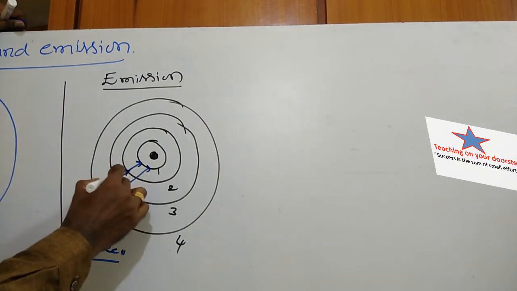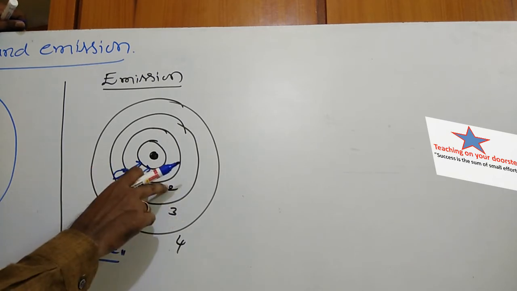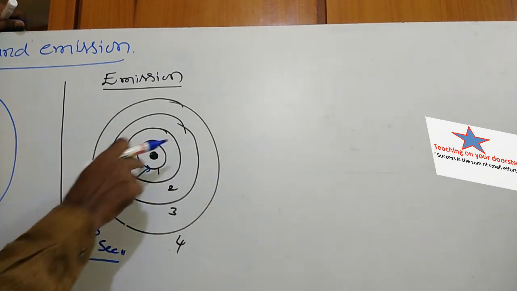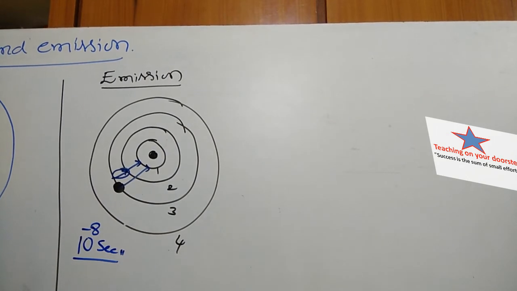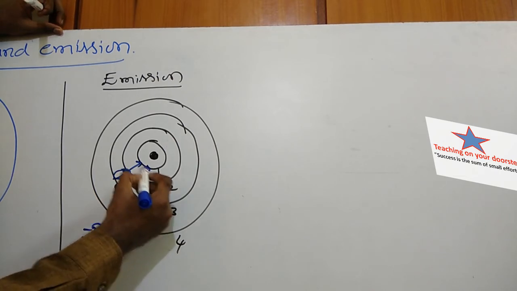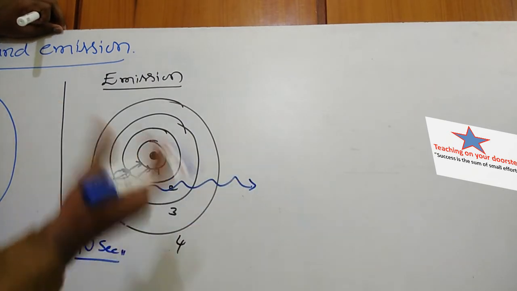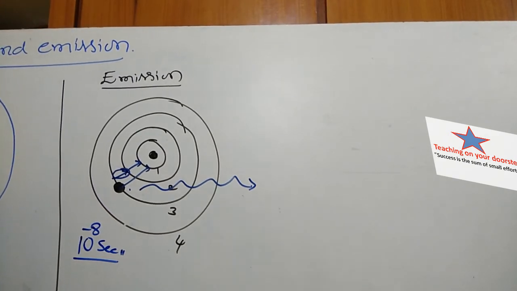That means we can discuss 3 to 2, 2 to 1, or otherwise 3 to 1 directly. But the condition for the emission process is that if the electron comes from a higher energy level to a lower energy level, it will radiate energy. Now the energy is coming out from the atom. It will radiate the energy, and that process is named emission.